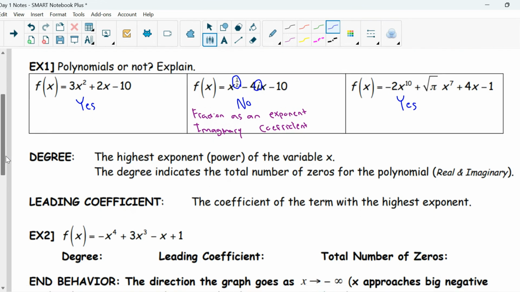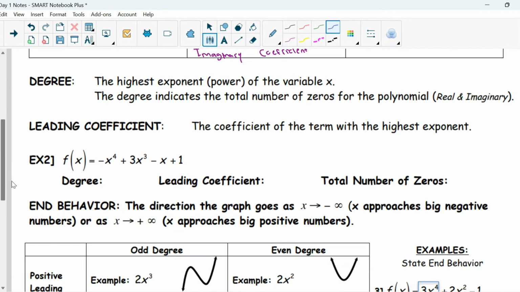Next section here. We are looking at degrees and leading coefficients. Degree is the highest exponent power of our variables. The degree indicates how many zeros the polynomial has. Remember, your zeros can be both real and imaginary. Your leading coefficient, we've already talked about this. It is the coefficient of the term with the highest exponent.